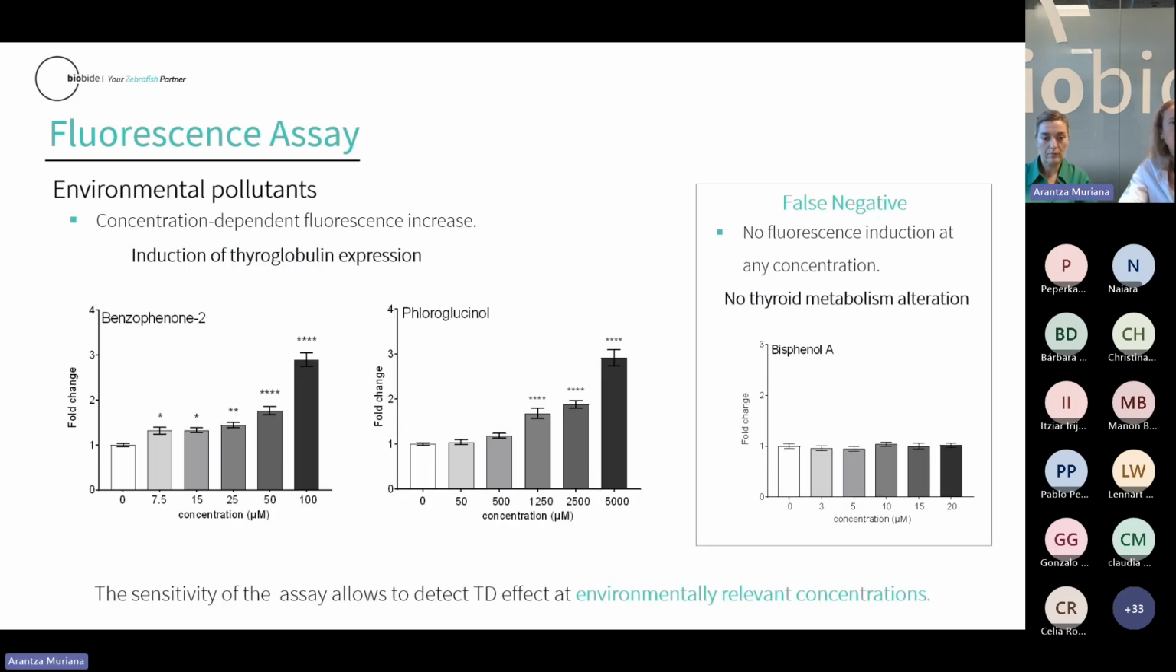For the environmental pollutants compounds, we detected an induction in the fluorescence, and it was significant for benzophenone 2 and phloroglucinol. However, for bisphenol A, we couldn't detect an induction in the fluorescence at any of the concentrations tested. So no thyroid metabolism alteration was observed for this chemical, and we could classify it, for now, as a false negative.